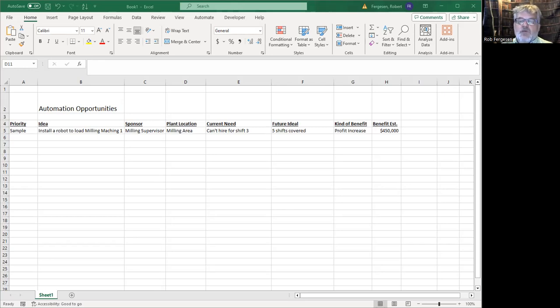The next column is future ideal, which is how you would like, not necessarily what robot type or how you want to set up the robot, but how you would like that work to be produced in the future, generically. For instance, my example says, in my future, I'm going to have 5 shifts, all 5 shifts covered with a robot or something so that I can keep that milling machine running 24/7, 7 days a week.